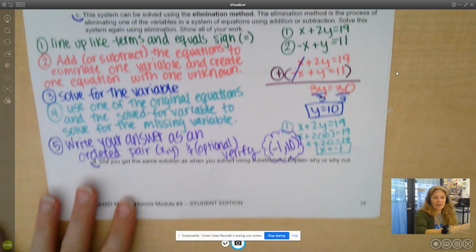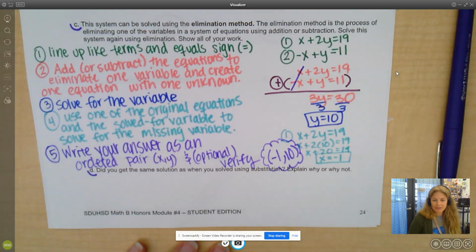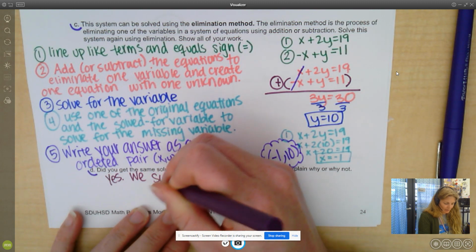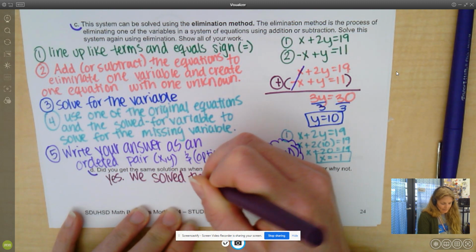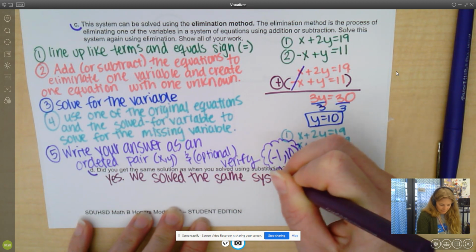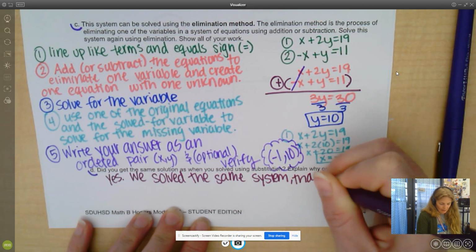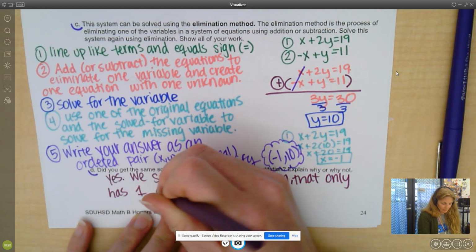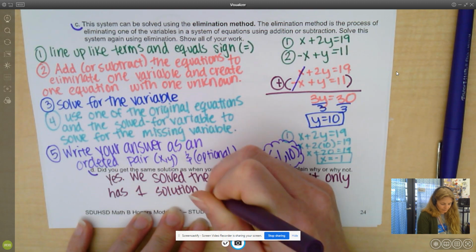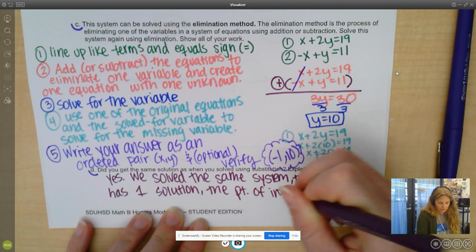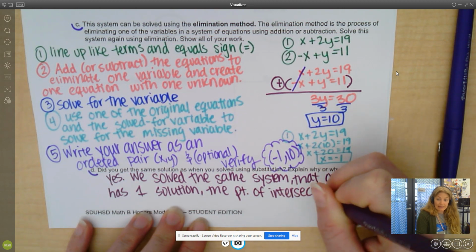So part D says, did you get the same solution as when you solved using substitution? Yes, of course we did. Why? Well, we solved the same system that only has one solution, the point of intersection. It's not going to change.